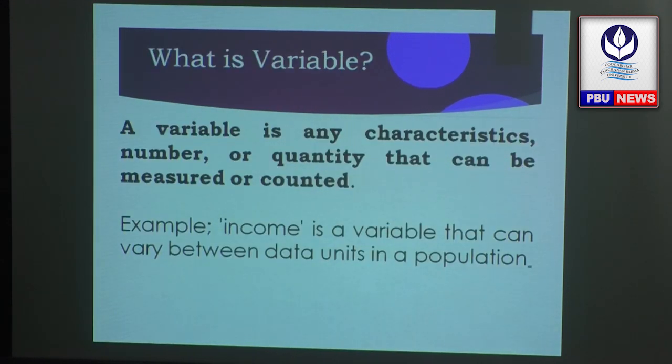Next, what is a variable? Simple in definition, a variable is a characteristic, number or quantity that can be measured or counted. Suppose income is a variable that can be measurable and it has a unit and it varies from this to this range. Suppose income, suppose 100 to 1000 rupees. This is called a variable.